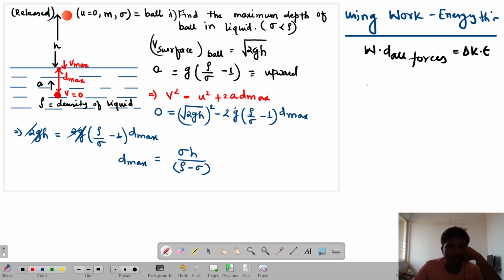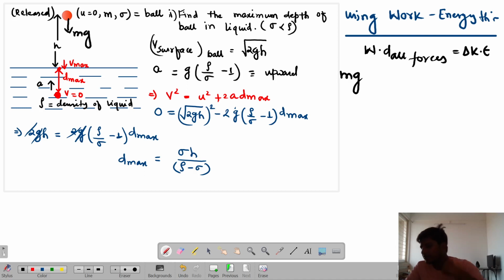Now, work done by all forces. So see this, the first force is mg, isn't it? The second force is this buoyancy force, or not? So work done by mg is what? Simple. Work done by mg is a gravitational force, so it should be negative, isn't it? But I'm just taking the directional sign. So the force is mg, and I'm taking the downward direction as positive, so the total displacement is height h plus d max.